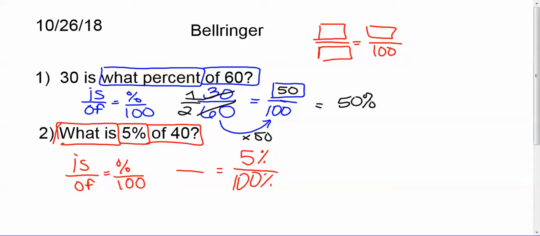It says what is. Do we know the is? No, we don't know, because it says what. What is? It's an unknown, so that's the blank spot. And then it says of 40, so it's like saying out of. Liliana? Yep, just put the 40 on the bottom. Okay, so again, you're looking for that connection.